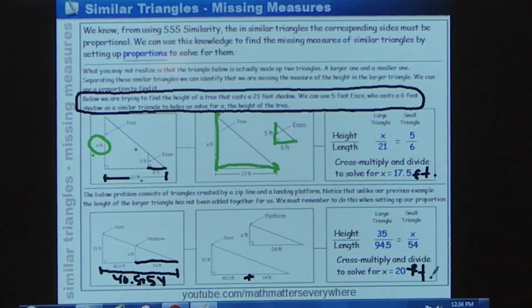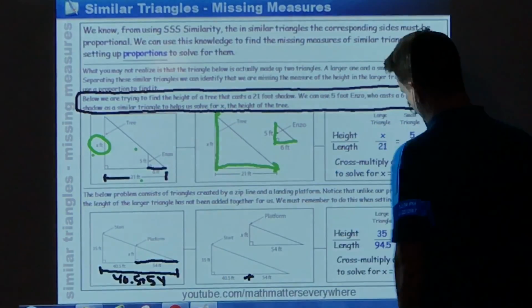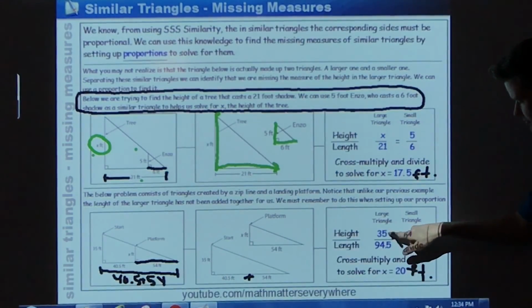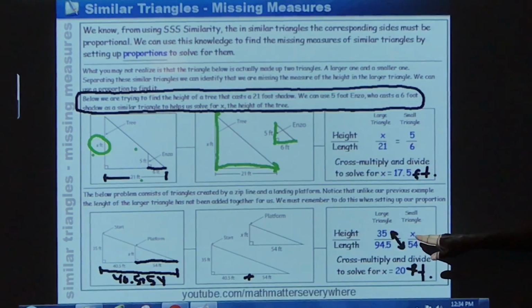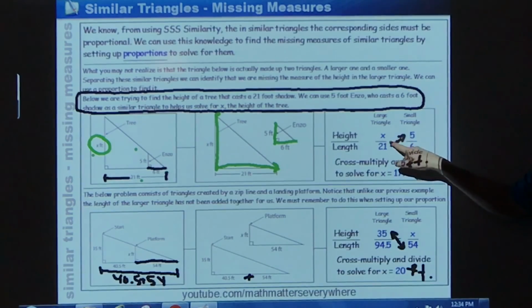Questions? I have a question in the back. You multiplied the 54 times 35, right? What I did is I cross multiplied. I always multiply the numbers located diagonally across from each other. I multiplied these 2, and I divide by whatever's left. Same thing I did up here. I cross multiplied 21 and 5. The only number I didn't use was 6. I divided by 6.